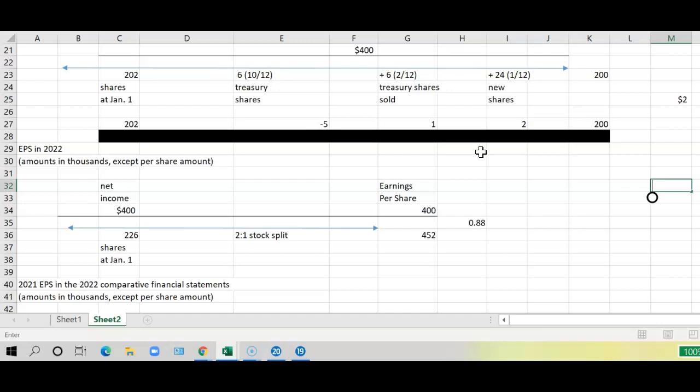To make a comparative, we would have to recalculate 2021 as if the stock split occurred in January 2021, to be comparative to the transaction in the earnings per share for 2022, because we are actually calculating the earnings per share. So we're going to go over that.